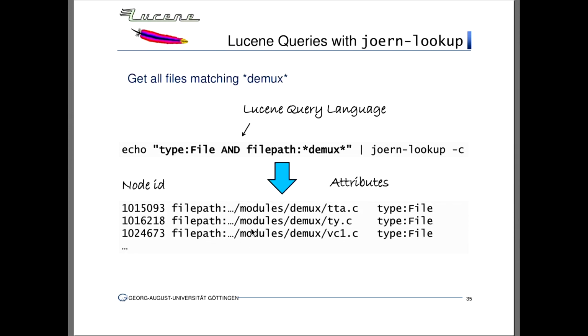Now, let's start using this. Here's a very simple query with the Lucene query language. As I said, there are shell utilities. Yearn lookup is one of these shell utilities that you can use to quickly pipe a query into it, and you'll get the results. Here it says, give me all the files where the file path contains the word demux, so all demuxers. And of course, you could have also done this with a find, right?